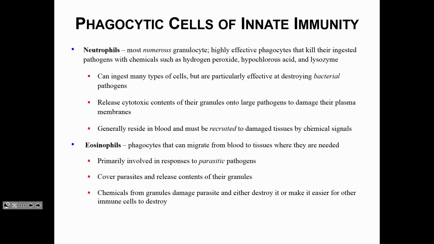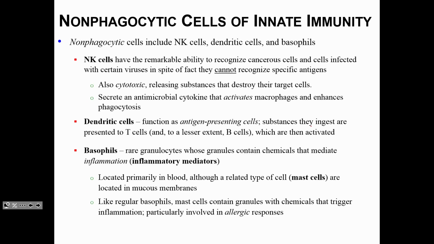And then you have eosinophils, which are also phagocytes that migrate from the blood to wherever they're needed. They like to respond to parasitic pathogens. These are parasitic worms we discussed. They cover the parasite, release the content of their granules. Remember, their granules are like lysozymes. They store those powerful enzymes and chemicals. The chemicals from those granules damage the parasite and either destroy it or make it easier for somebody else to come along and destroy. Okay.